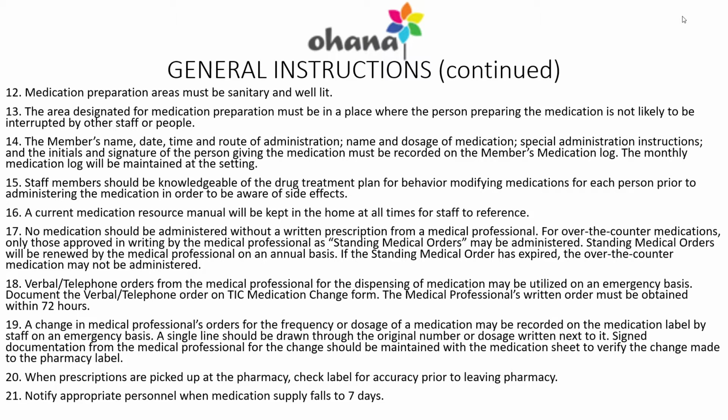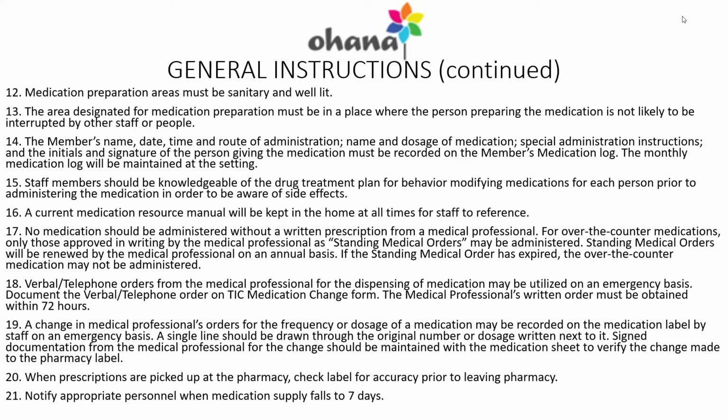Number 20, when prescriptions are picked up at the pharmacy, it's important to check the label for accuracy before you leave the pharmacy. It's always the worst if it's just a small error that a pharmacist makes when they write on the label the wrong dosage or the wrong time for a medication. It's great if you are able to check that before you leave the pharmacy.